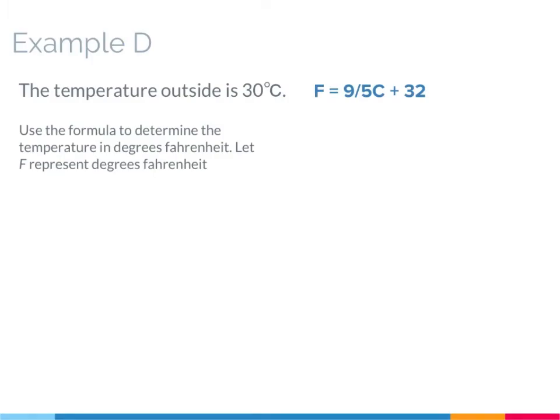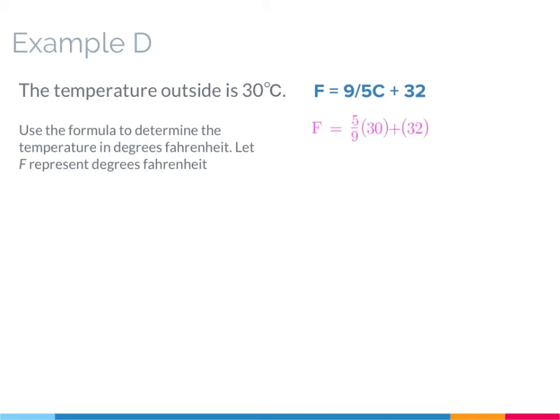Here we are at example D, and it says the temperature outside is 30 degrees Celsius. Use the formula to determine the temperature in degrees Fahrenheit. Let F represent the degrees Fahrenheit. So we're going to be taking our degrees Celsius there and turning it into Fahrenheit. Luckily, they have a formula for that to happen. It says Fahrenheit is equal to 9/5 times Celsius plus 32. So let's start by substituting in our Celsius. We're going to be plugging it into C. That's what Celsius stands for. So we're going to go ahead and do that now.